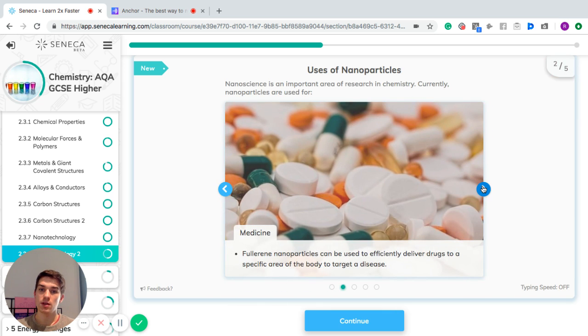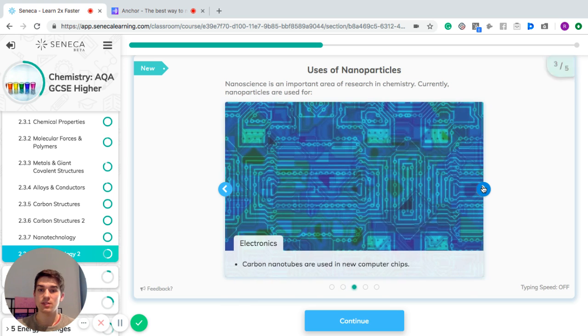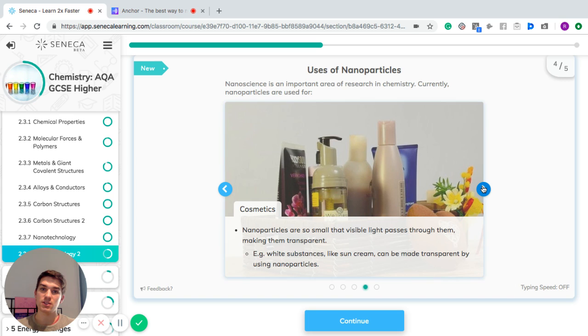So, for example, fullerene, which has been discussed in a previous episode on carbon structures. Fullerene is actually a nanoparticle, and it can be used to effectively deliver drugs to specific areas of the body to help target disease. Carbon nanotubes is another structure we've talked about in the carbon structures episode, and they're used in computer chips. They're another example of a nanoparticle.